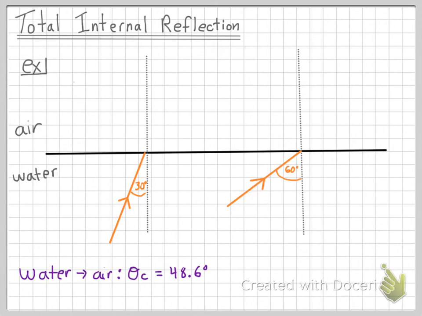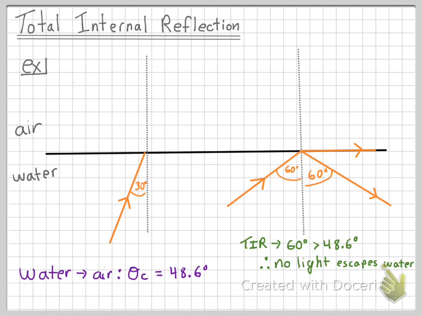So let's look at this example on the right first. We know that some of this wave will be reflected, like this. And the angle of 60 degrees is larger than the critical angle. So therefore, no light escapes the water. And therefore, we have total internal reflection.